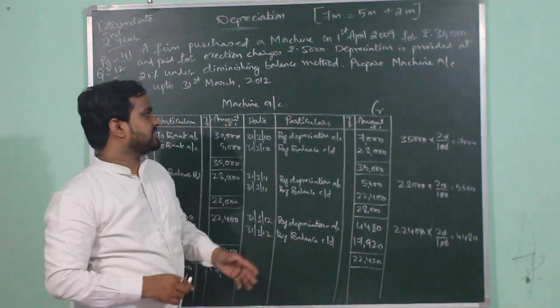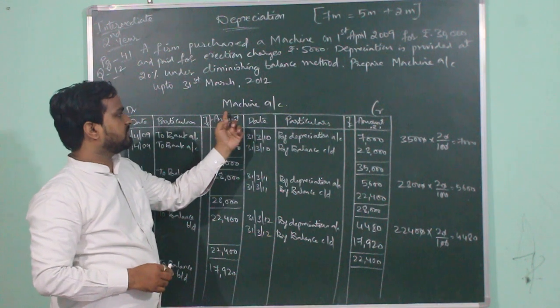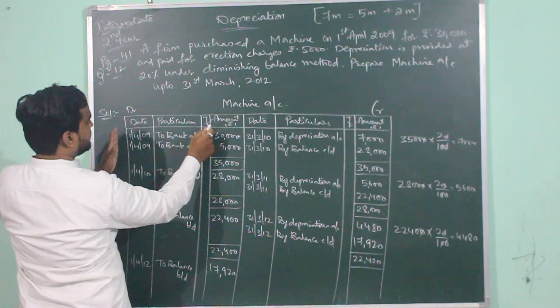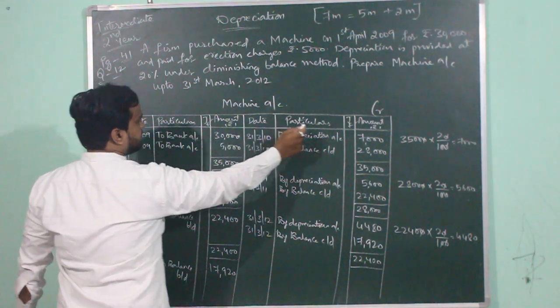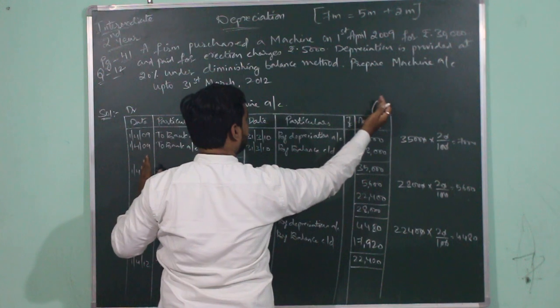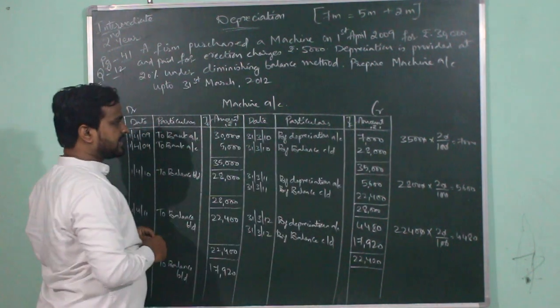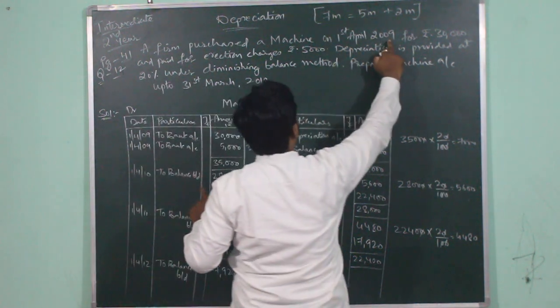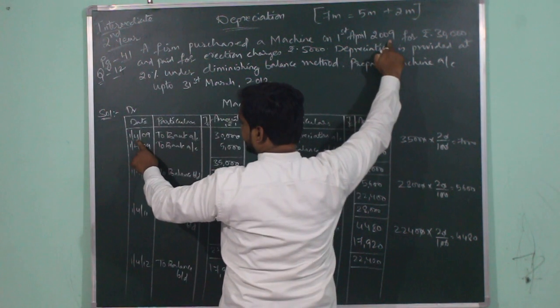What is the asset that the firm is purchasing? Machine account. So we will be preparing machine account and the format is date, particulars, JF general folio, amount rupees. Towards the extreme left you will be writing DR debit, towards the extreme right CR credit. The firm is purchasing the machinery on 1st April 2009, so the date is taken as 1st April 2009.